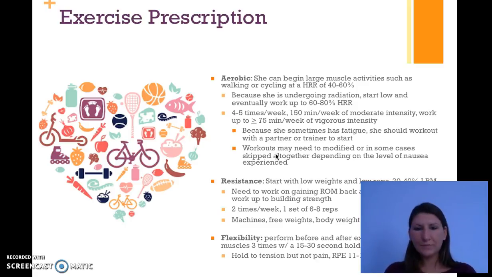For resistance training, you want to start with low weights and low reps, 20 to 40% of the 1 repetition maximum. You want to start working on gaining back range of motion first, because she did just have surgery 6 weeks ago, and then work up to building strength. Do that 2 times a week, 1 set of 6 to 8 reps. Machine weights, free weights, body weight.